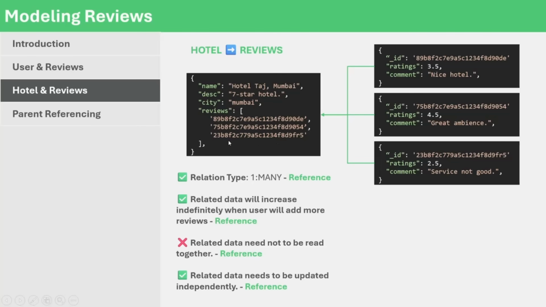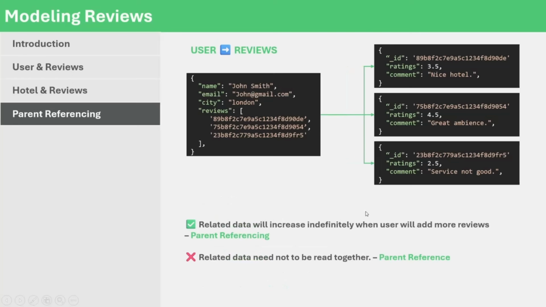And then related data need not be read together, because when we are going to read the details of the hotel, with that we might not want to fetch the reviews which that hotel has received. We might want to read and update them independently. So for this relation also, the reference approach is the preferred approach. Now the question is which reference approach we should use, whether we should use child referencing or parent referencing. So for both hotel and reviews and user and reviews, we are going to use parent referencing. Let's try to understand why.